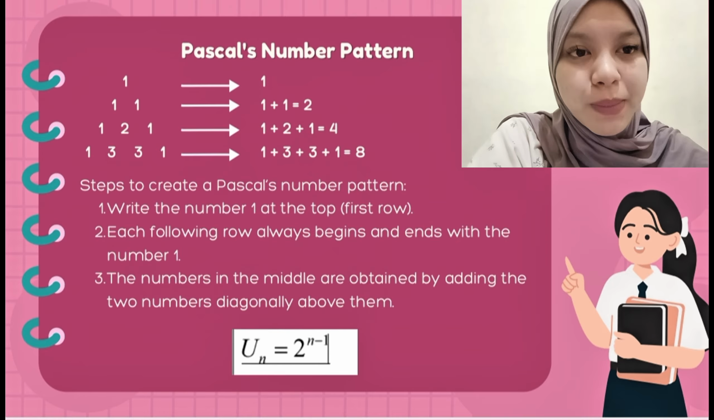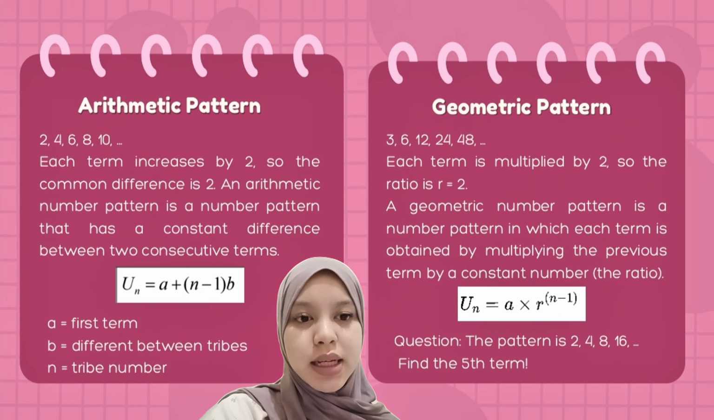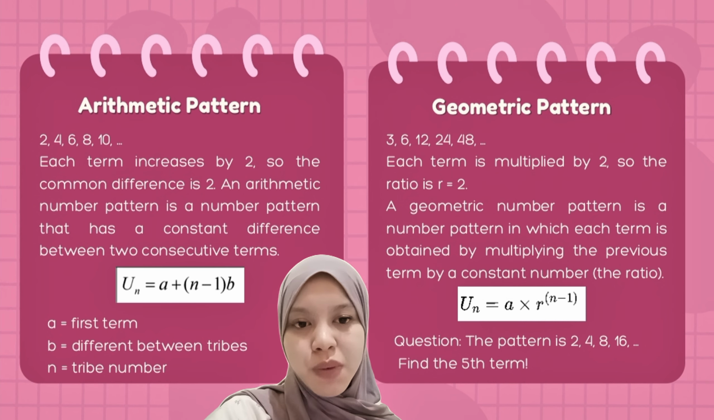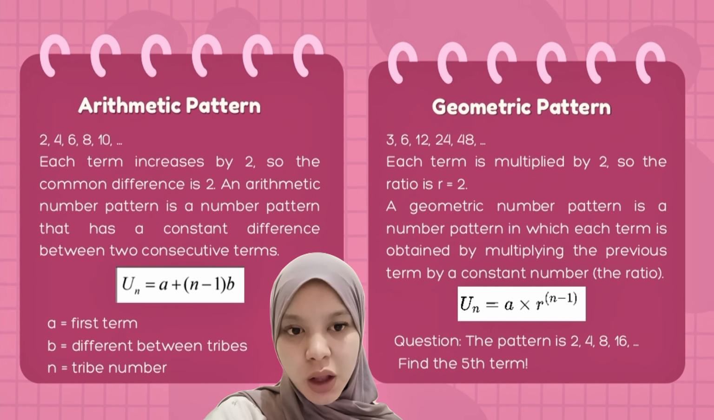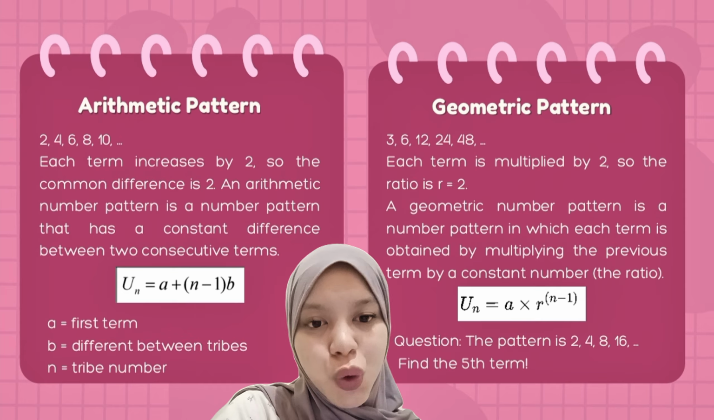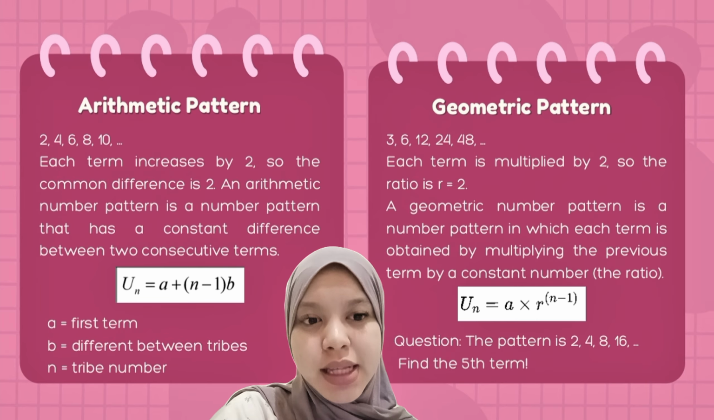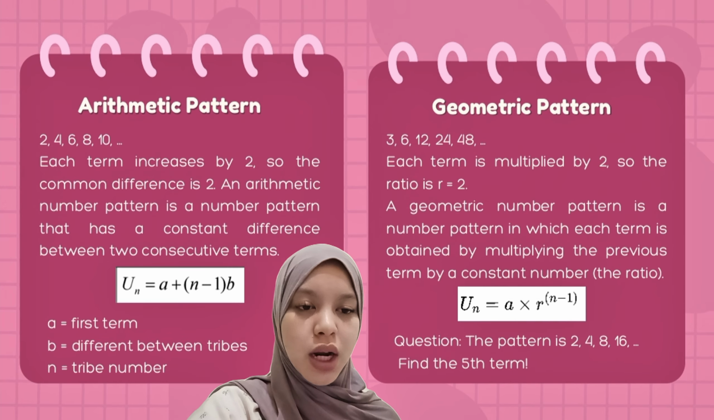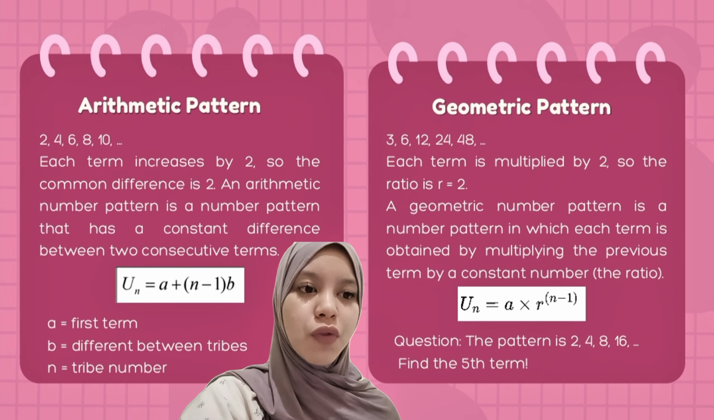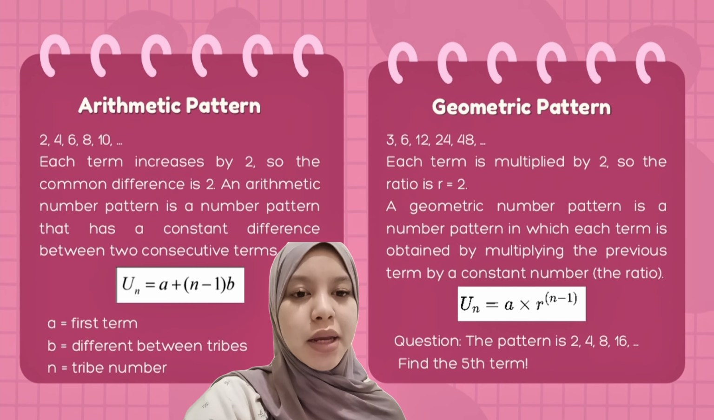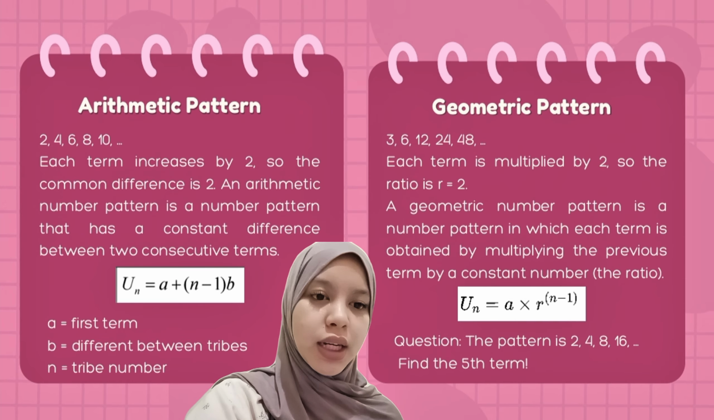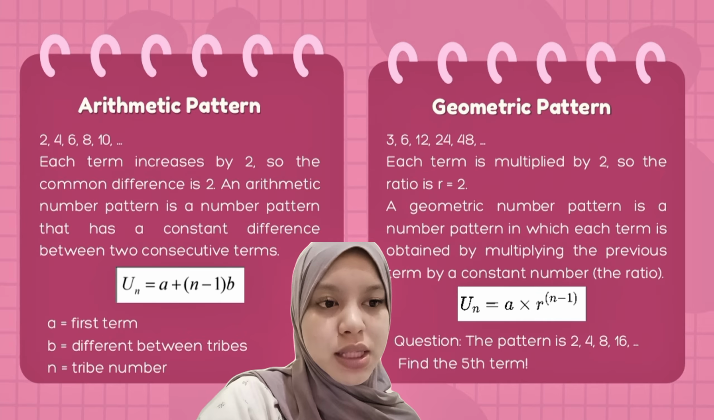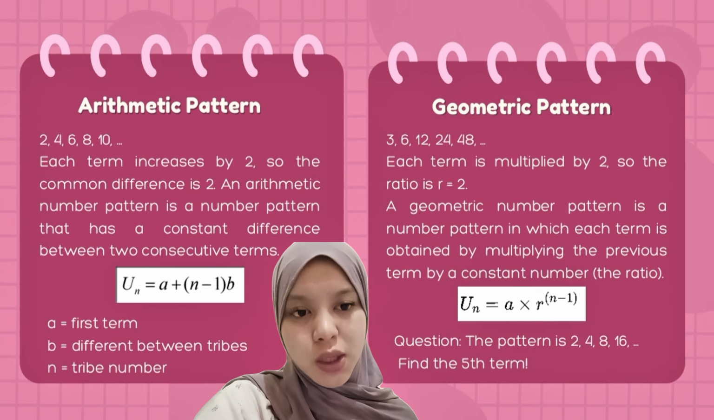row correctly. Arithmetic pattern is a number pattern in which the difference between consecutive terms is constant. An example of an arithmetic pattern is 2, 4, 6, 8, and so on. In this sequence, each term increases by 2, so the common difference is 2. An arithmetic pattern is defined as a sequence of numbers that has a fixed difference between two consecutive terms.